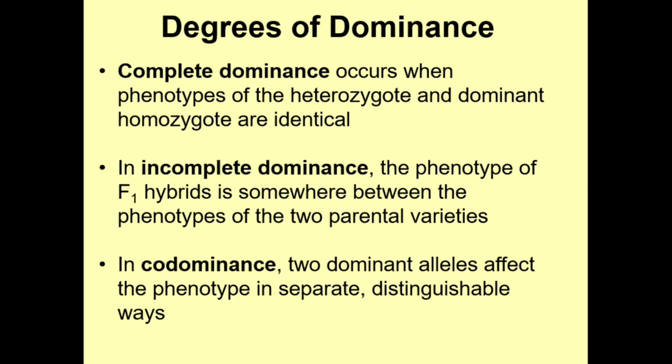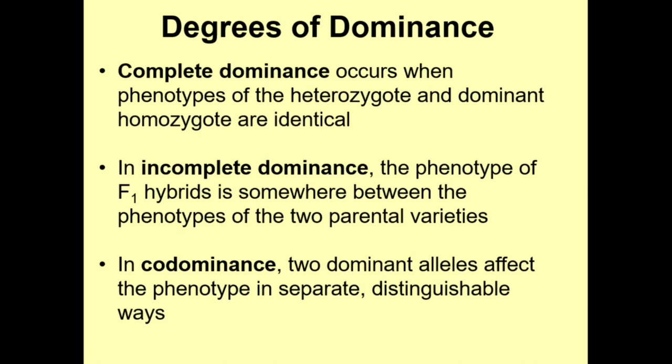And there's a third type of dominance, which is called codominance. This is where you have two dominant alleles that will affect the phenotype in separate but distinguishable ways. Instead of having one allele that is being masked and the other being expressed, you will have two alleles that are being expressed equally. We're going to use blood types as an example for that in a bit. So we've got three degrees of dominance: complete dominance, where one is completely masked and one is completely expressed; incomplete dominance, where neither one is fully expressed and you get a mix of the two; and codominance, where both alleles are fully expressed.